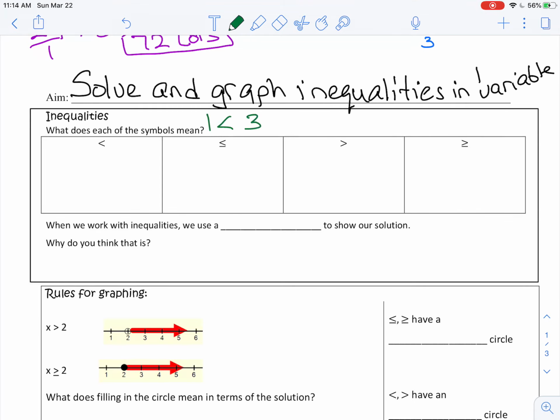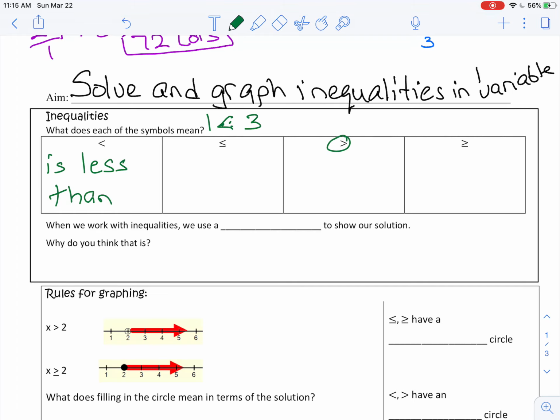Let's say that we have 1 and we have 3. Most of you know that the mouth eats the bigger number, so it looks like that. And the way that we can remember this is there's 1 dot that fills in that corner, and there's 3 dots that fill in this corner. And that shows you that that's the way the inequality sign goes. So this inequality sign is less than.